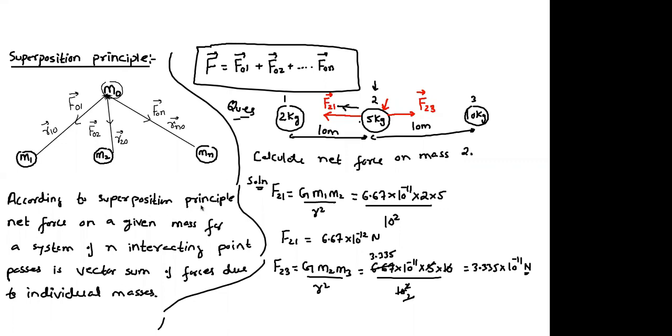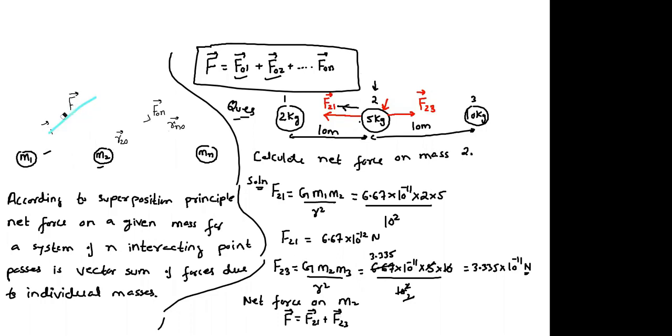The superposition principle says first calculate the force due to individual masses. So I have calculated two forces, F21 and F23. For the net force on M2, you can simply add these two forces vectorially. So the net force will be vector F21 plus vector F23.